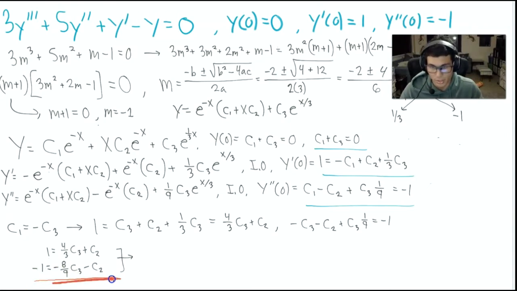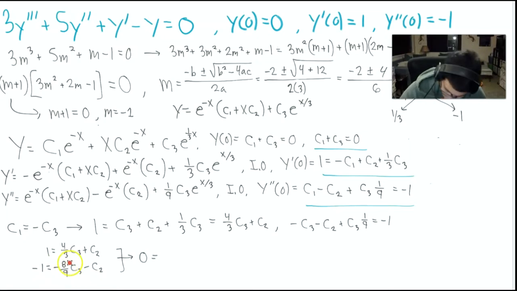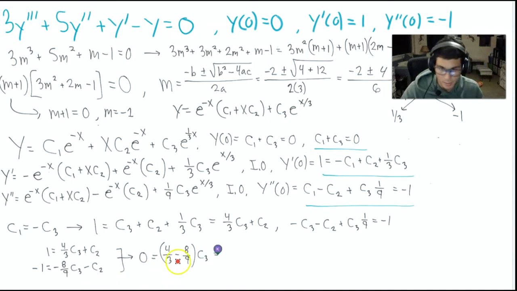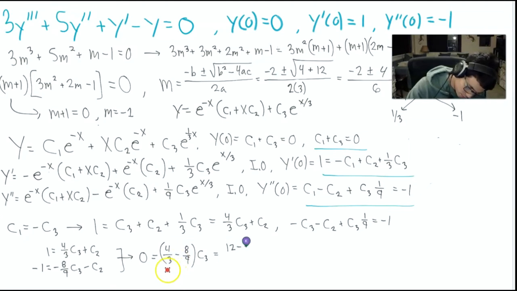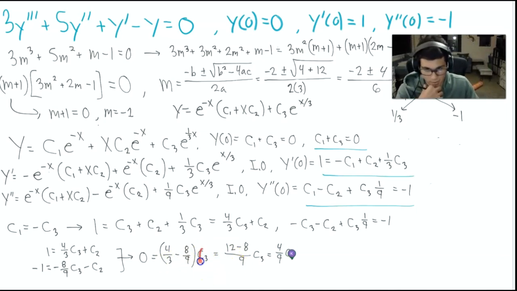So if we add these two equations together, we get 0 is equal to 4/3 minus 8/9 C3. Okay. And what is this? This is the same thing as 12 minus 8/9, which is, okay. So as you guys can see, there's obviously a big conceptual moment where you should have seen that C3 is equal to 0.